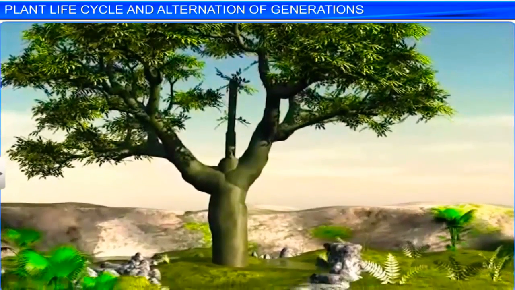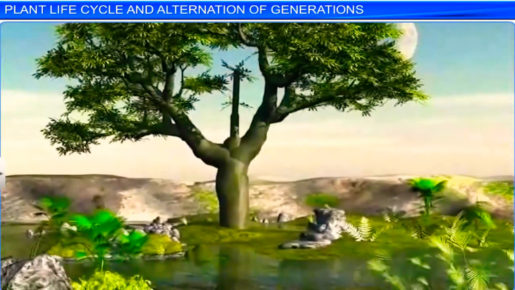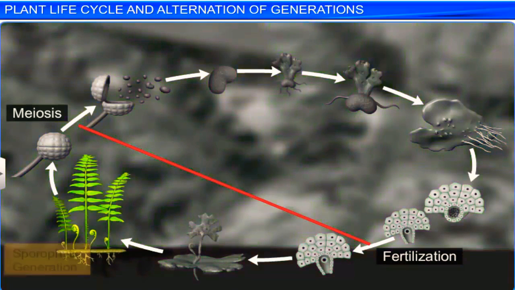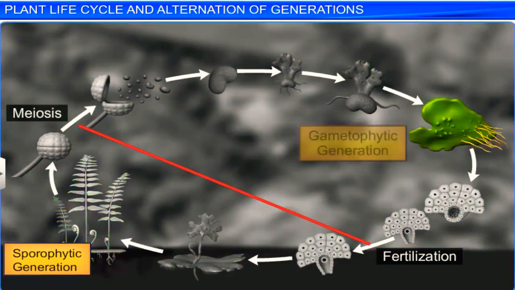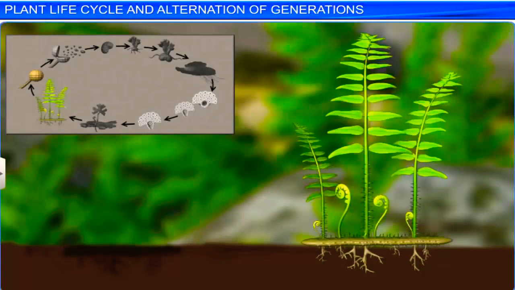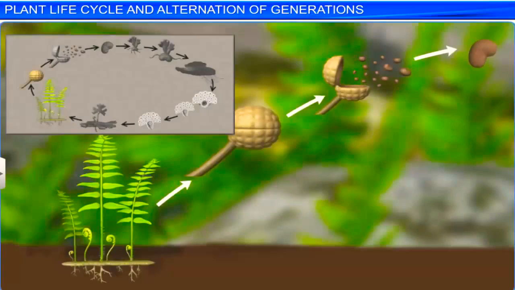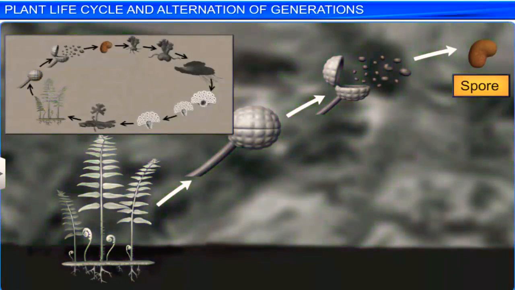If you observe the life cycle of any sexually reproducing plant, you will notice that it alternates between a sporophytic generation and a gametophytic generation. This is termed as alternation of generations. In the life cycle of the fern, for instance, the main plant body, a mature sporophyte, bears sporangia, which produce haploid spores through meiosis.